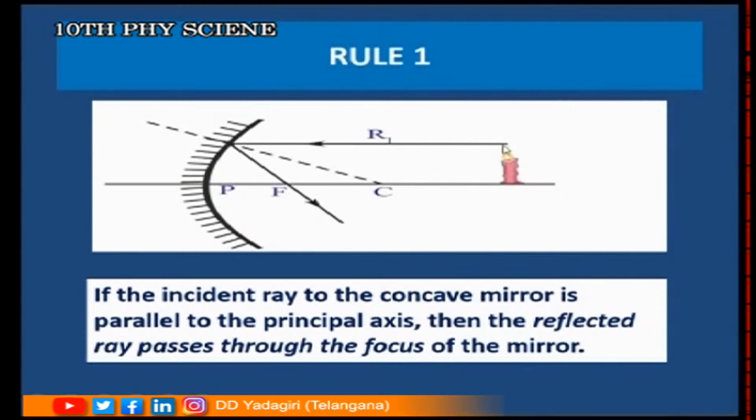Okay children, you can see here a light ray incident parallel to the principal axis is falling on the mirror, and after reflection it is passing through the focus. So this is the first rule.